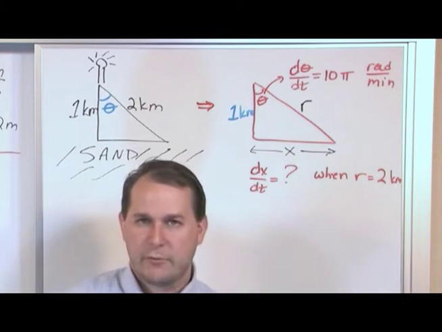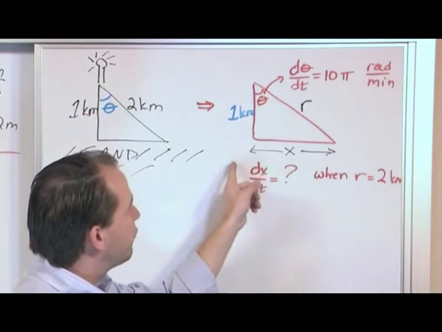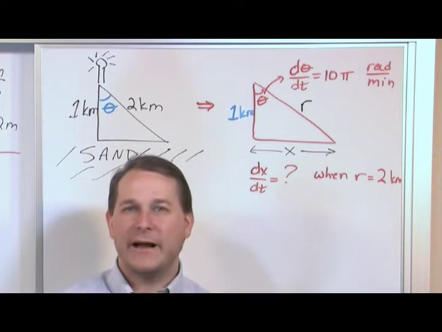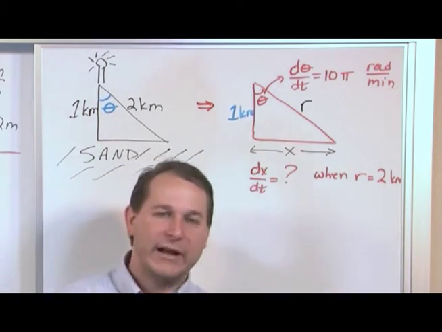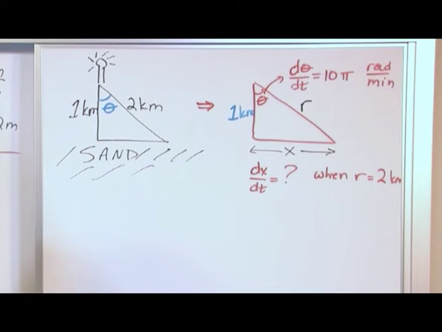But my first thought when I look at this is, well, I know some information about the angle. I know I'm trying to find the information about the x, so I should try to involve the angle in my equation so that I can take the derivative and get d theta dt and plug in a number for it. So what can you construct from trigonometry to do that?